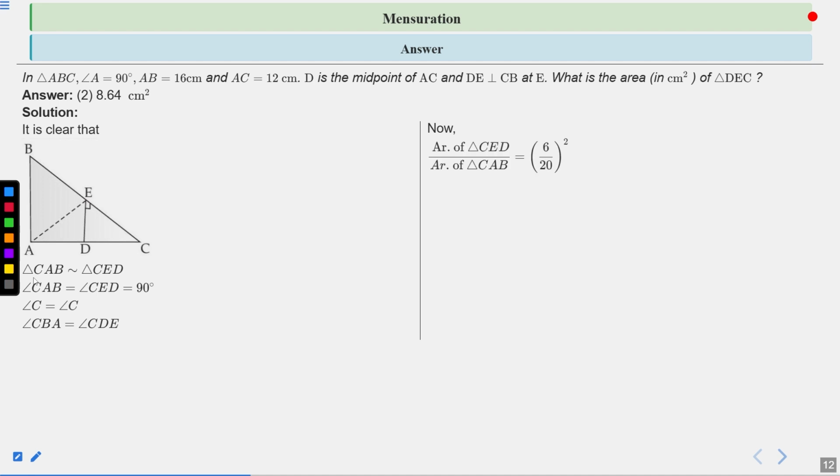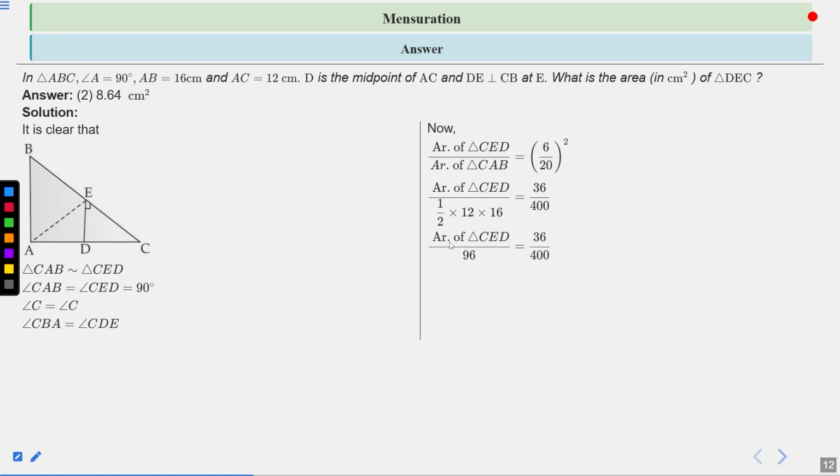Now when triangles are similar, we can say that the area of triangle CED and the area of triangle ABC, or we can say CAB, become the ratio of the square of the sides. So it will become 6 by 20 whole square. Now simplifying it, the area of triangle CED we need to calculate, and we can calculate the area of triangle ABC, which is 1 by 2 into 12 into 16, because we have the perpendicular length and the base. When we square the sides ratio, it will become 36 upon 400.